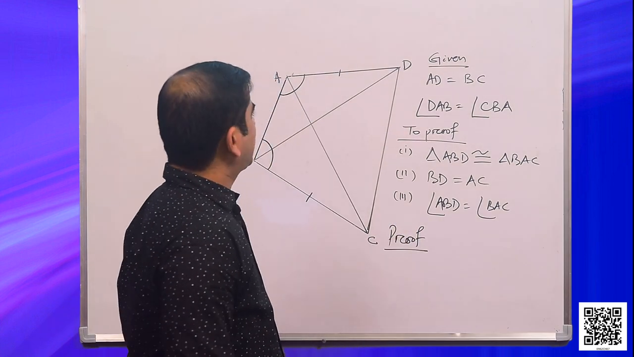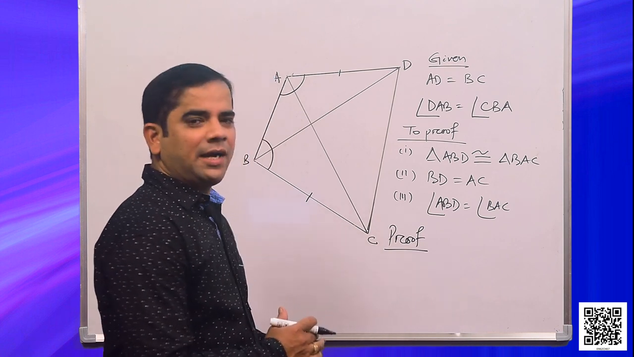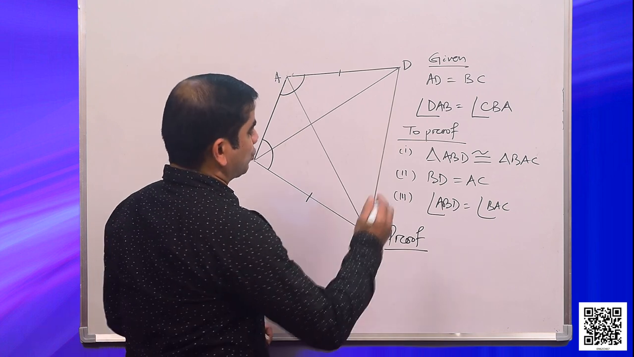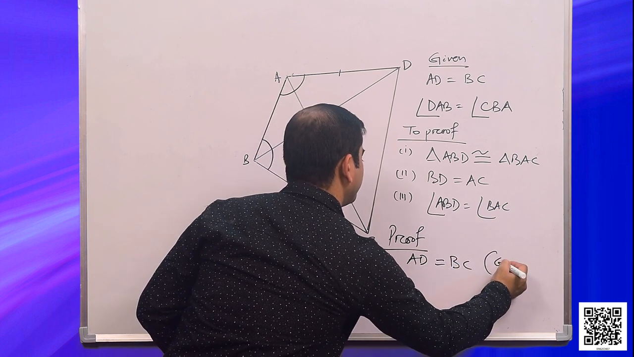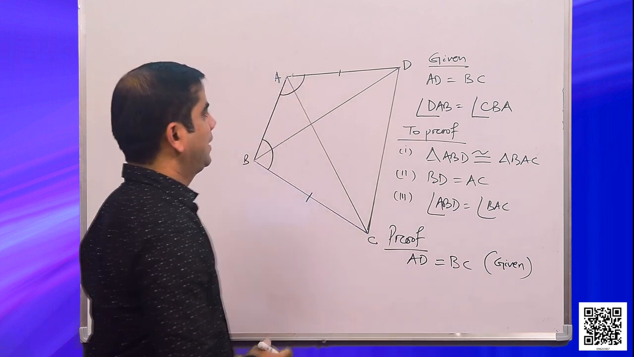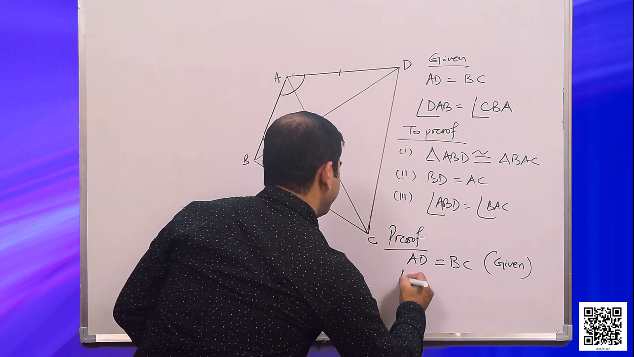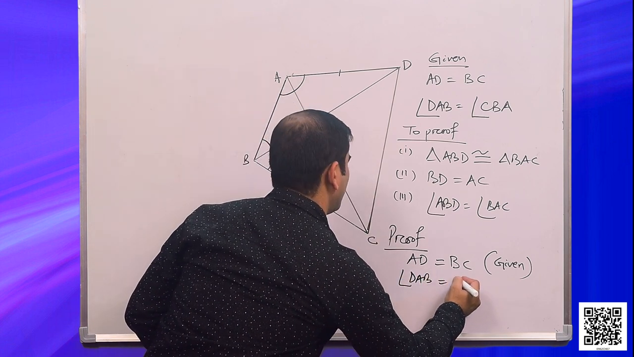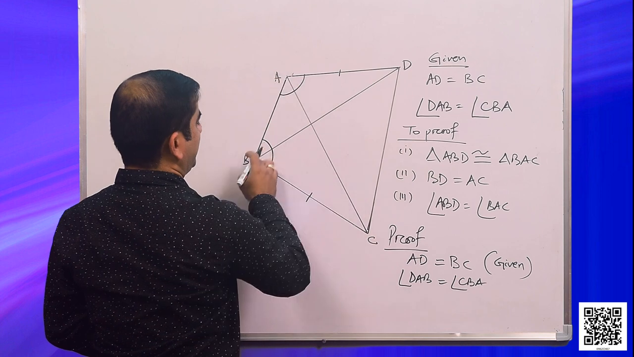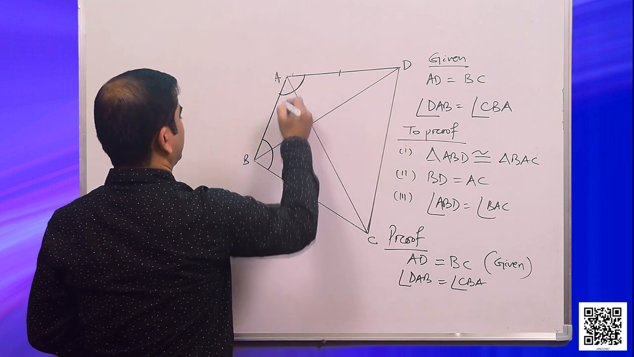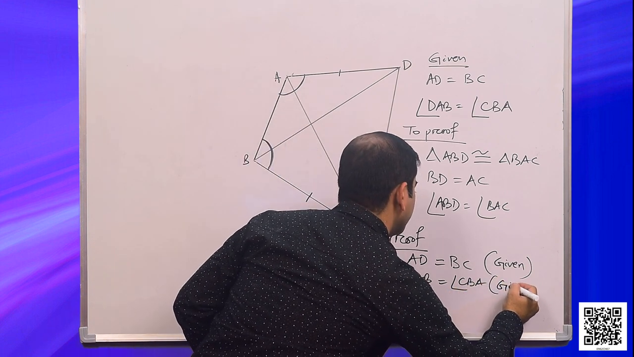Students, as per the given data, let us concentrate on triangles ABD and BAC. Fine. So, it is given that AD is equal to BC. And angle DAB is equal to angle CBA. That means these two angles are equal. It is also given.